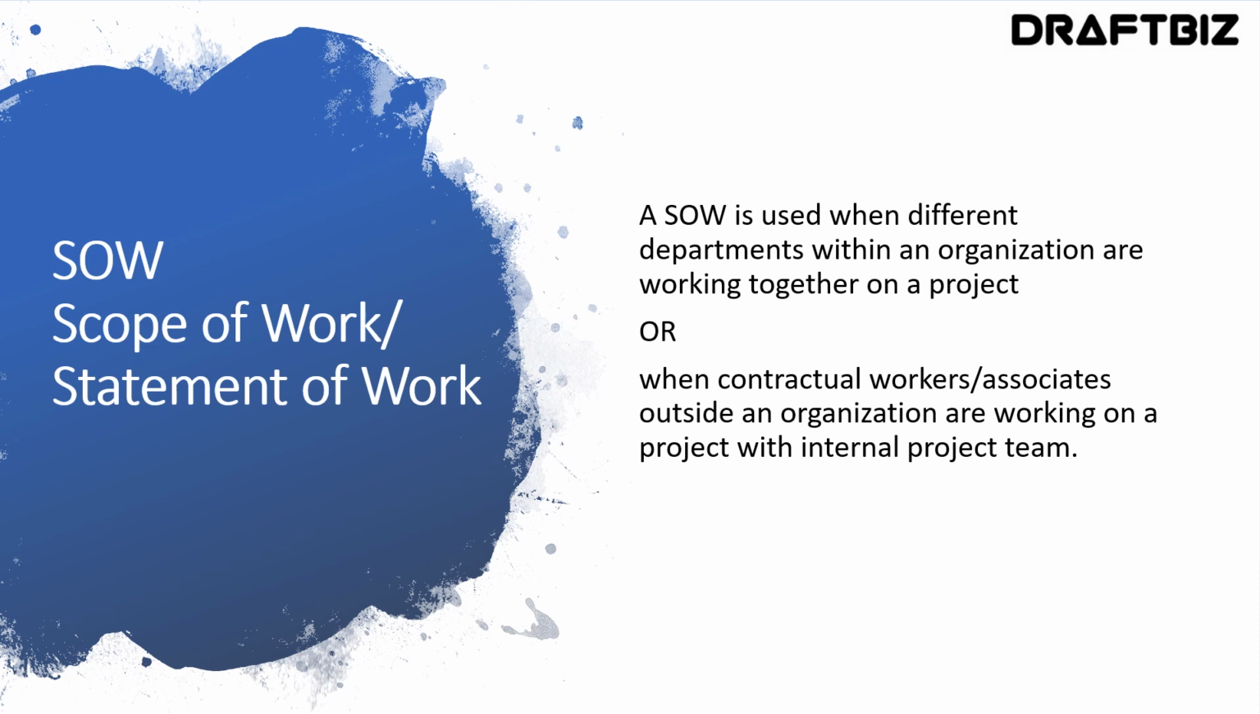So, what is an SOW? A SOW is a very detailed document. It is used when different departments within an organization are working together on a project, or when contractual workers or associates outside an organization are working on a project with the internal project team. So we can say when different teams outside or inside an organization are working on a project together, we make use of a SOW, which is statement of work or scope of work.